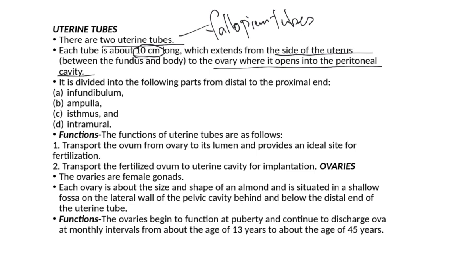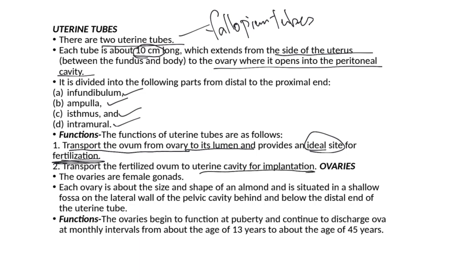It is divided into the following parts from distal to the proximal end, that is infundibulum, ampulla, isthmus and intramural parts. The functions of the uterine tube: transport the ovum from ovary to its lumen and provides an ideal site for fertilization. So fertilization usually occurs in the fallopian tube or the uterine tube. Transport the fertilized ovum to the uterine cavity for implantation.